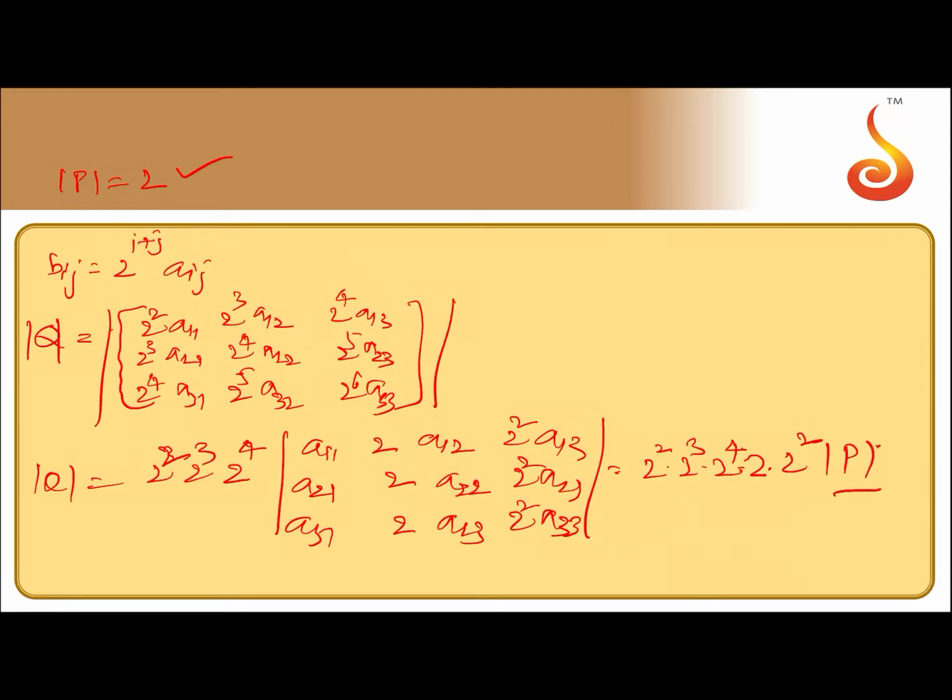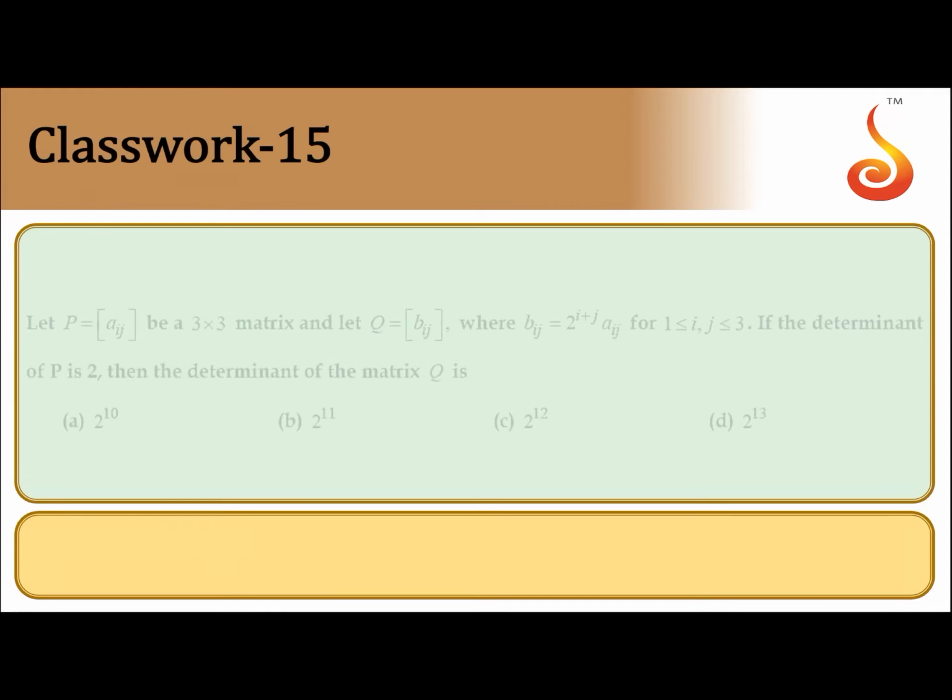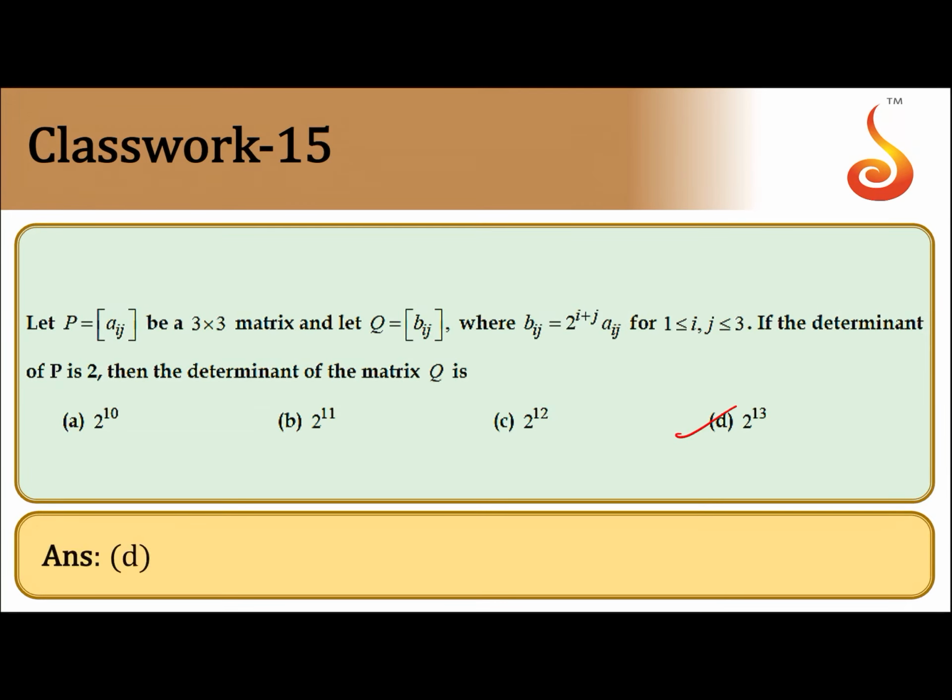But you are already given that the determinant of P is 2. So that is again replaced by 2. Then what will be the sum of the powers we get? 2 plus 3, 5, plus 4, 9. 9 plus 1, 10, plus 3, 13. So 2 power 13. The answer is 2 power 13. So that's a few points related to matrices and determinants.